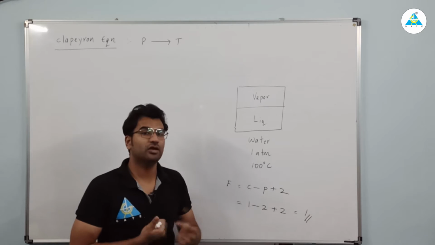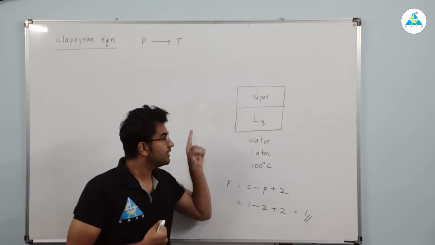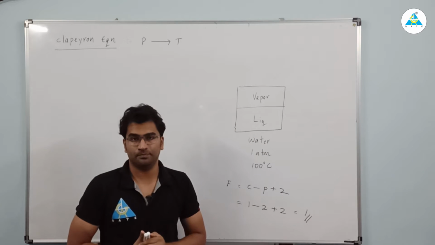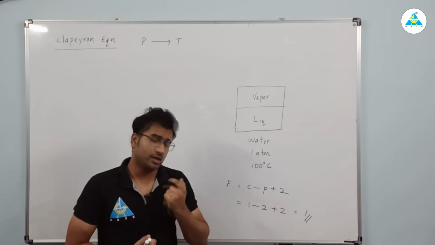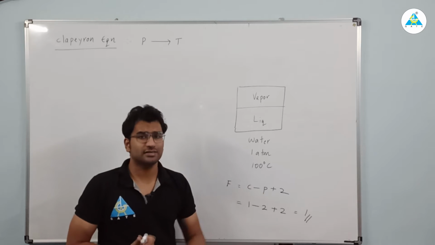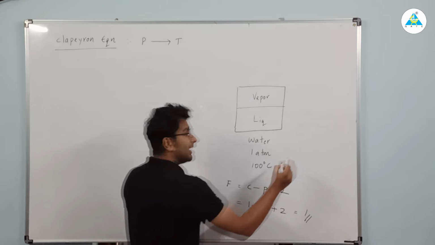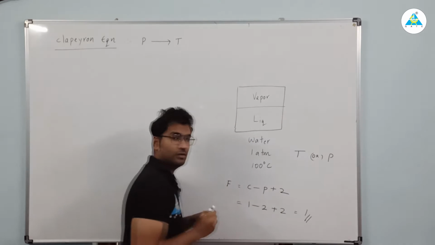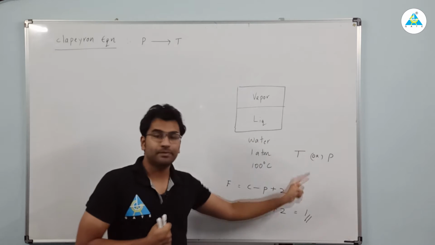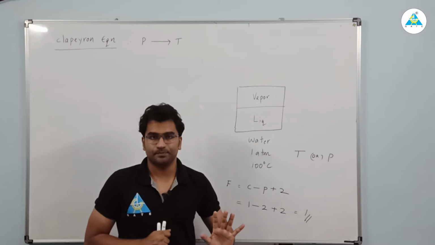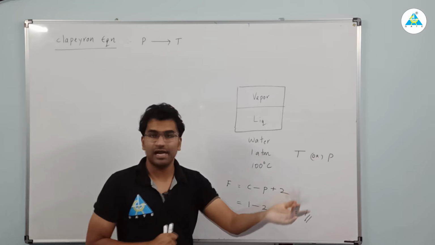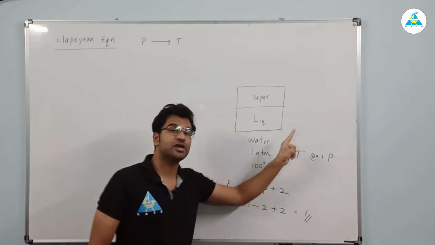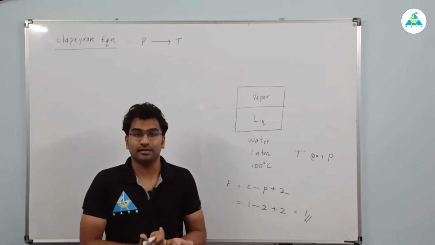What is the meaning of degree of freedom equal to 1? That is, to fix the phase we need only one property. What can be that property? What is that intensive property? It can be either temperature or pressure. We don't need both temperature and pressure to fix the system. We need either temperature or pressure, because temperature and pressure are both dependent in this case.